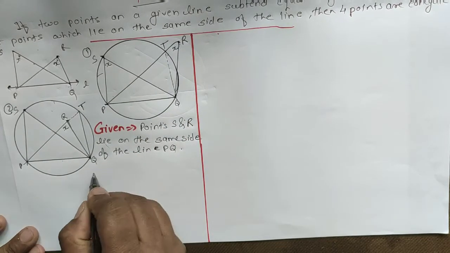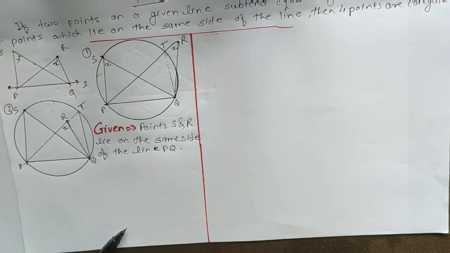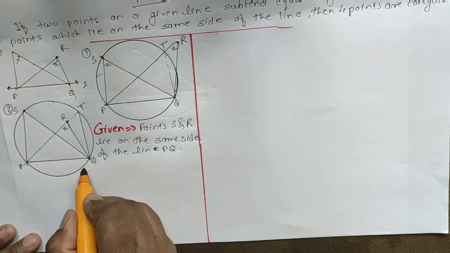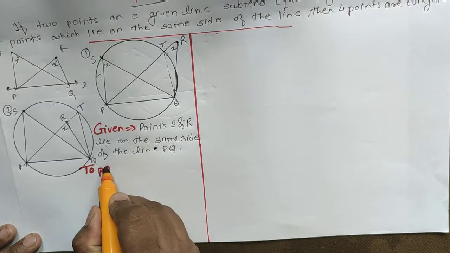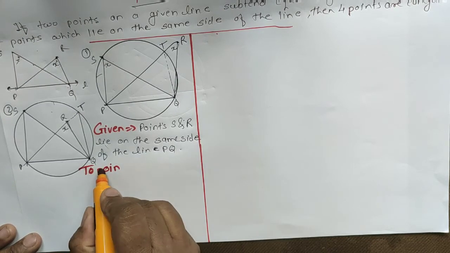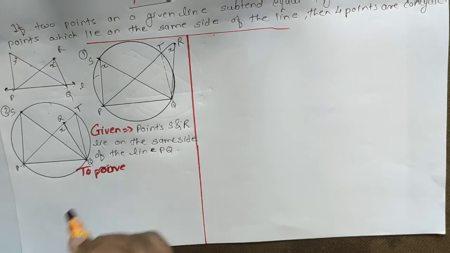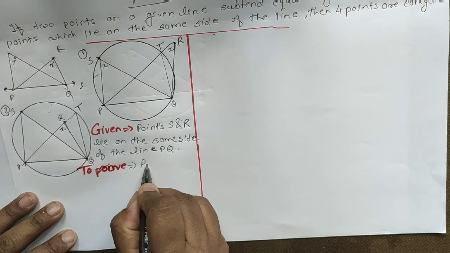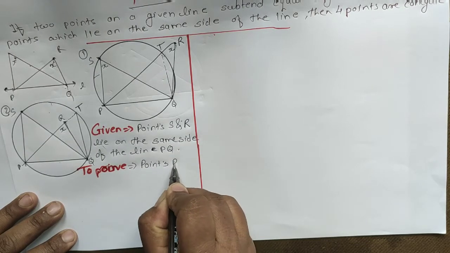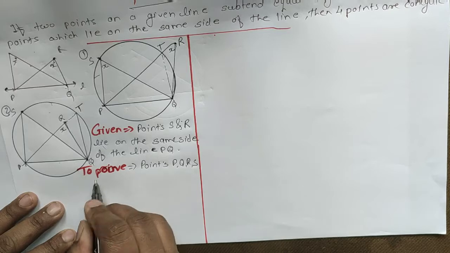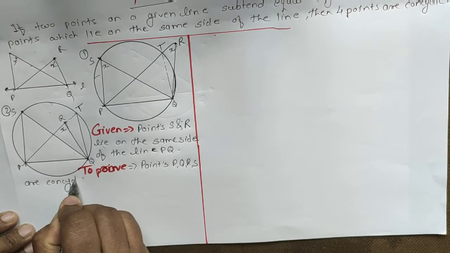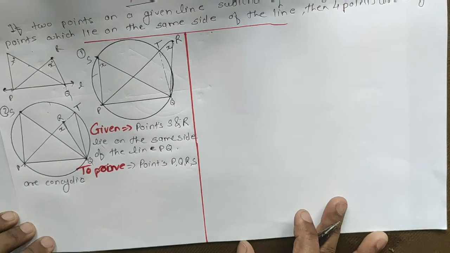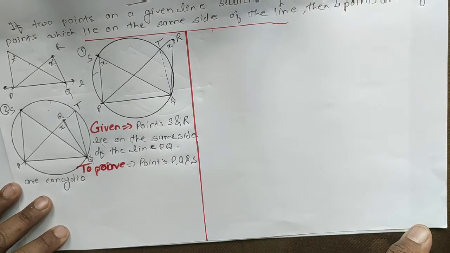What we have to prove? Actually it is a big theorem, so I am using the space which is present here. We have to prove that the points P, Q, R, S are concyclic. Okay, these are concyclic, and thus PQRS is cyclic.